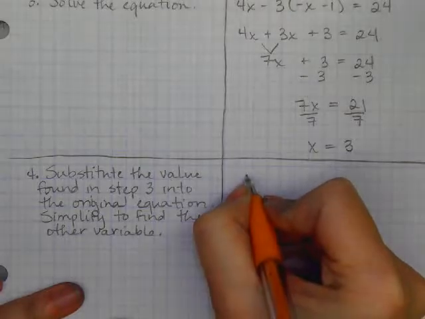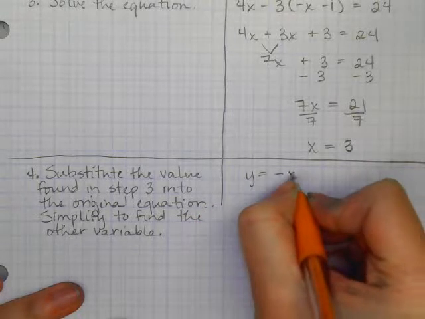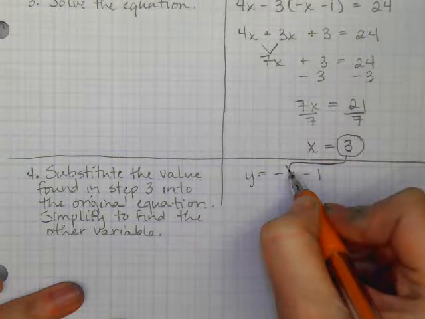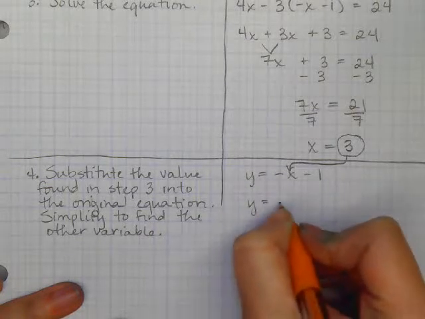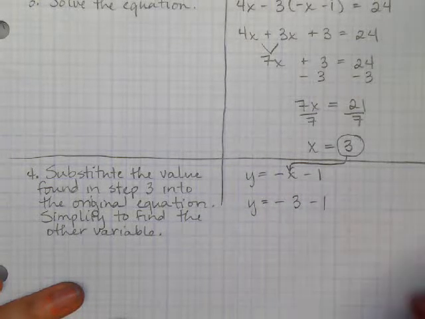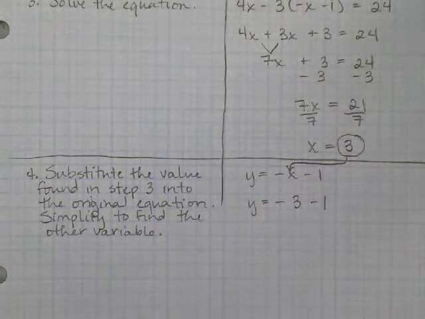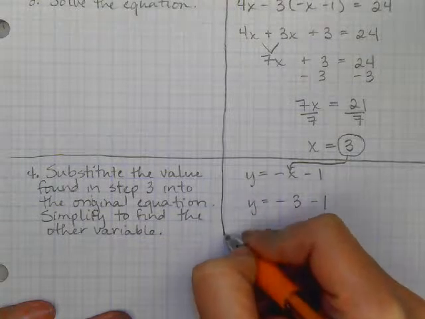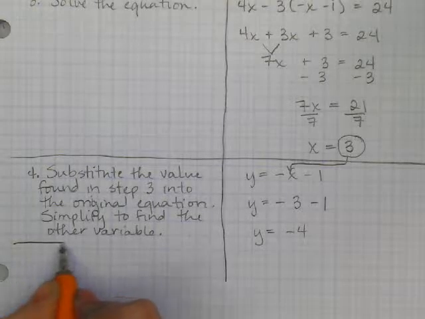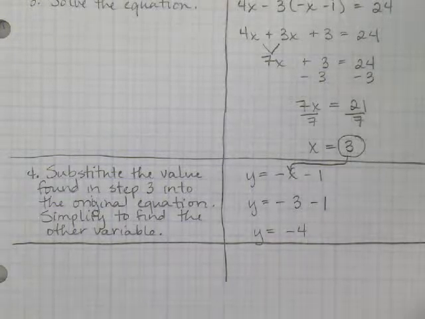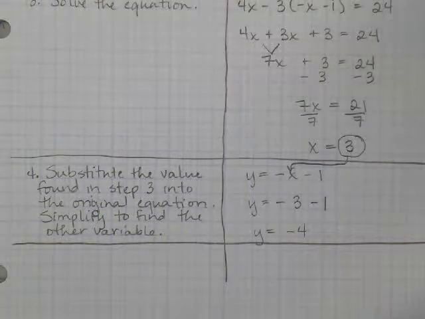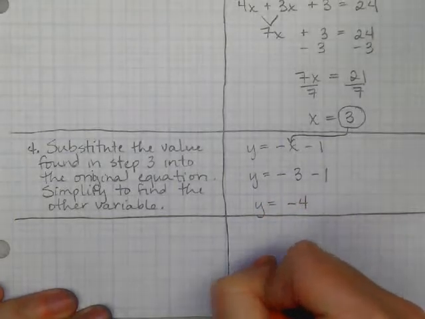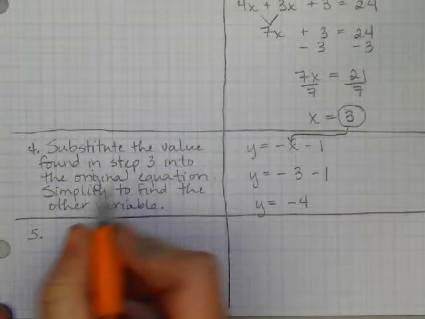So the last step is to check the solution in the other equation. So if I have 4x minus 3y, I know what I've gotten so far is that my x equals 3 and my y equals -4. So I'm going to put 4 times 3, because that's the value I have for x, minus 3 times -4, because that's the value I got for y, equals 24. And I'm going to do the math and make sure that that is correct.